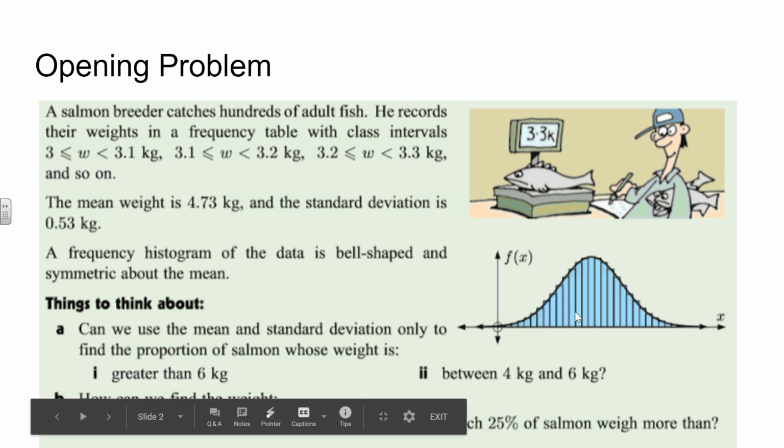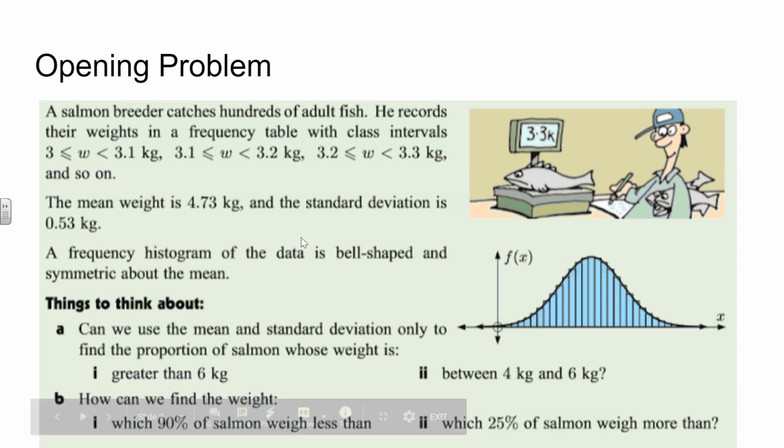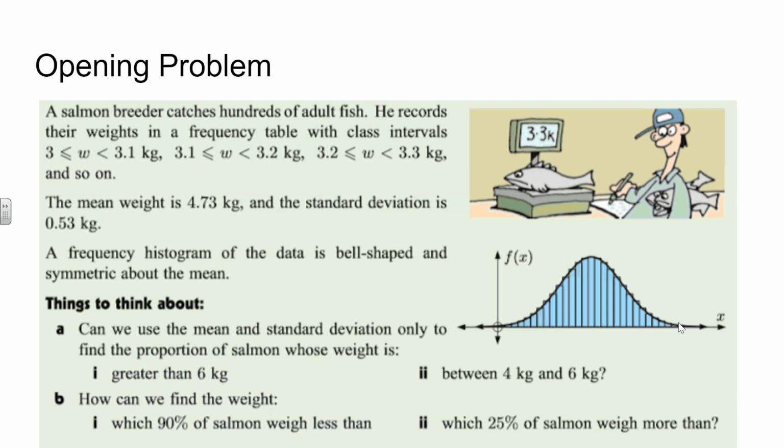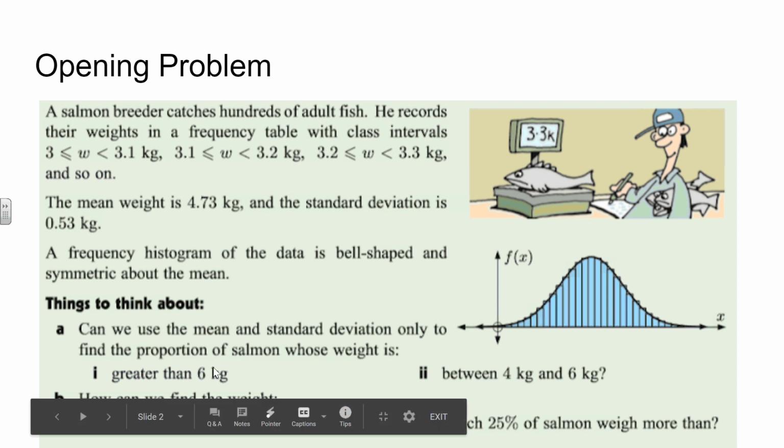Now, in order to answer questions about the weights of these salmon here, they tell us the mean is 4.73 and the standard deviation is 0.53. And then it gives us this diagram here. And you'll notice that there's a histogram with the smooth bell curve shape drawn on top of it. Now, in order to answer the questions underneath, we'd really need to think a little bit more about what normal distributions are. But for argument's sake, we could try to answer the questions a little bit.